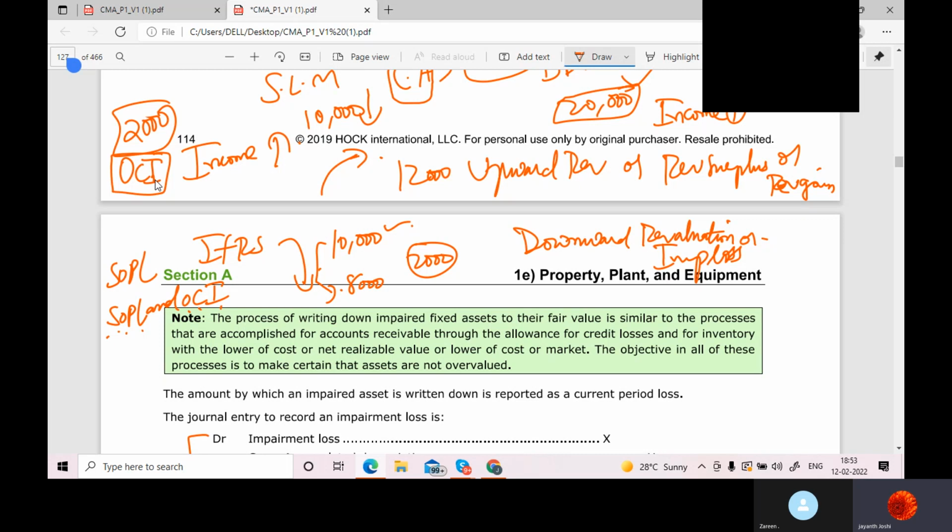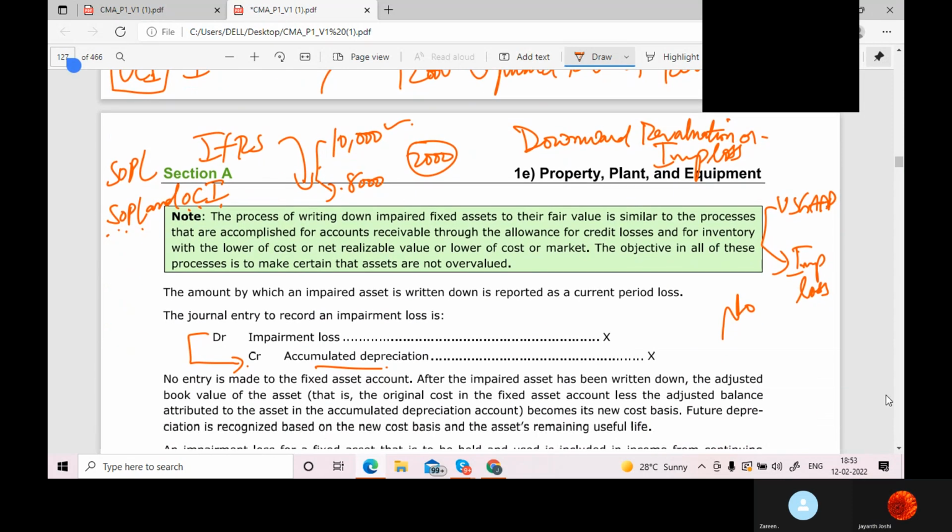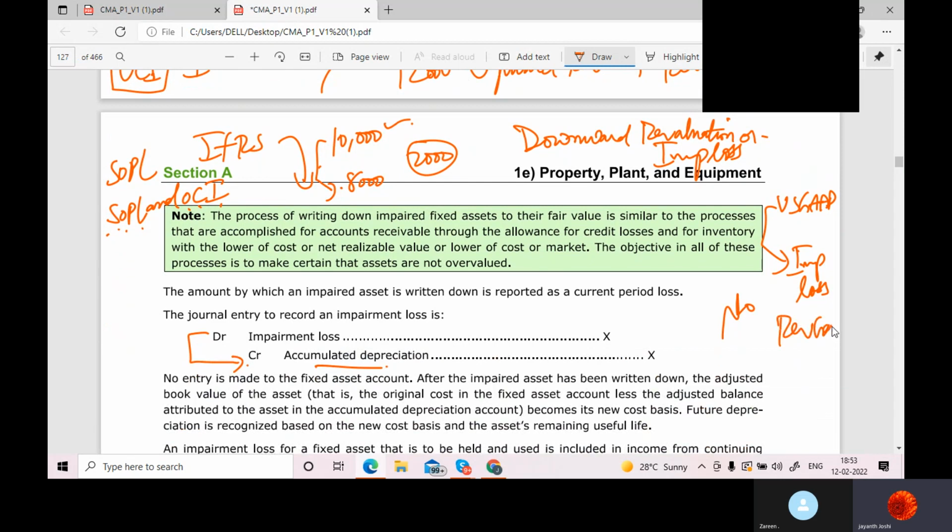But in case of US GAAP, only downward revaluation is allowed. That means only impairment loss you can show, but no revaluation gain or surplus is allowed. Why is it not allowed? They have a different thought process. They say you can inflate any value and write it in your books, so we don't allow it, but no one would hide a loss.